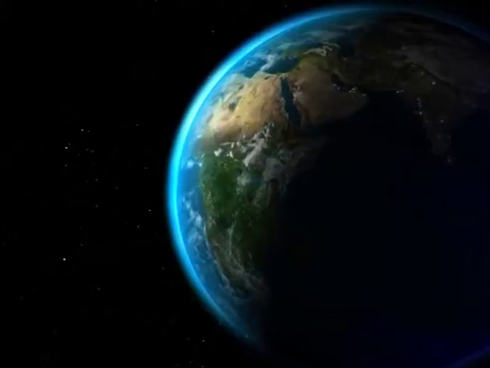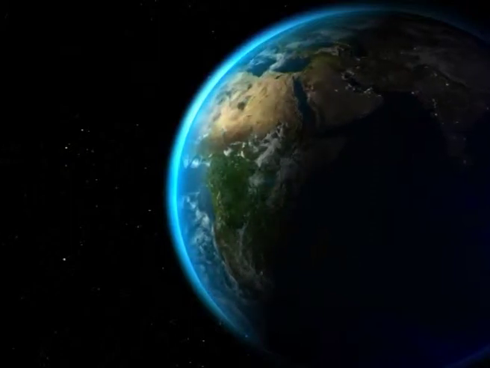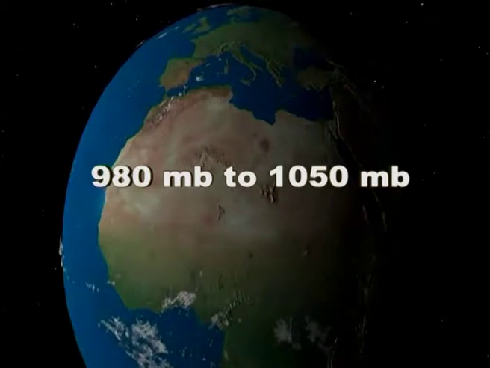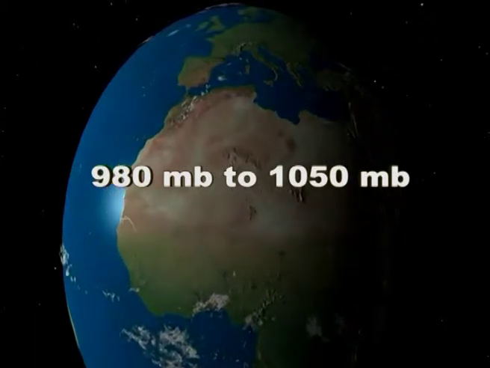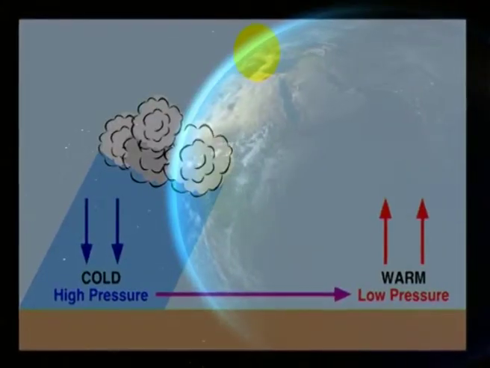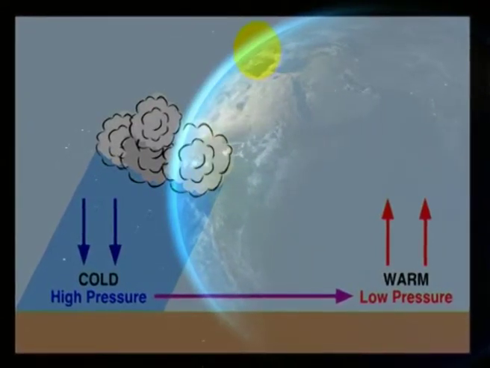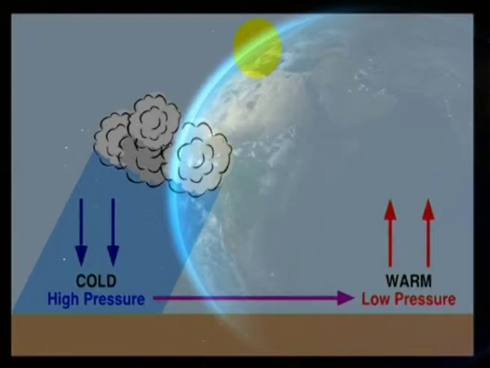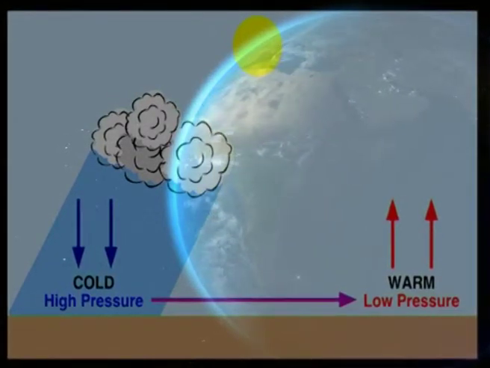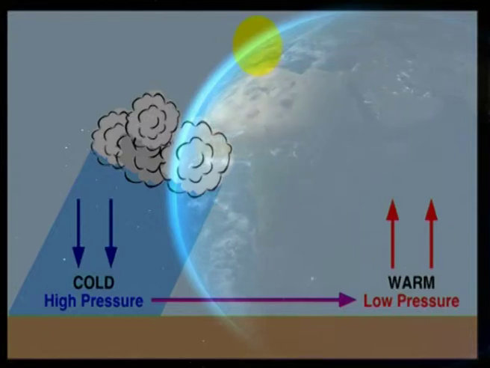Coming to low and high pressure areas. Air pressure is not uniform across the Earth. The normal range of Earth's air pressure is from 980 millibars to 1050 millibars. These differences are the result of low and high pressure systems, which are caused by unequal heating across the Earth's surface and the pressure gradient force.